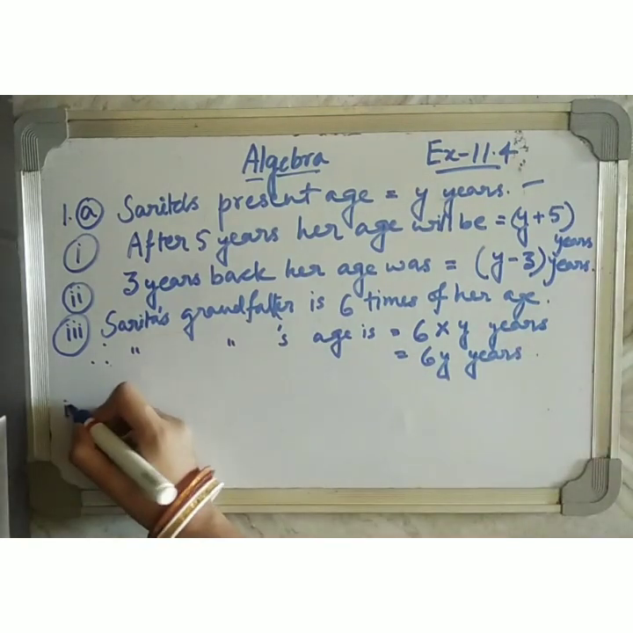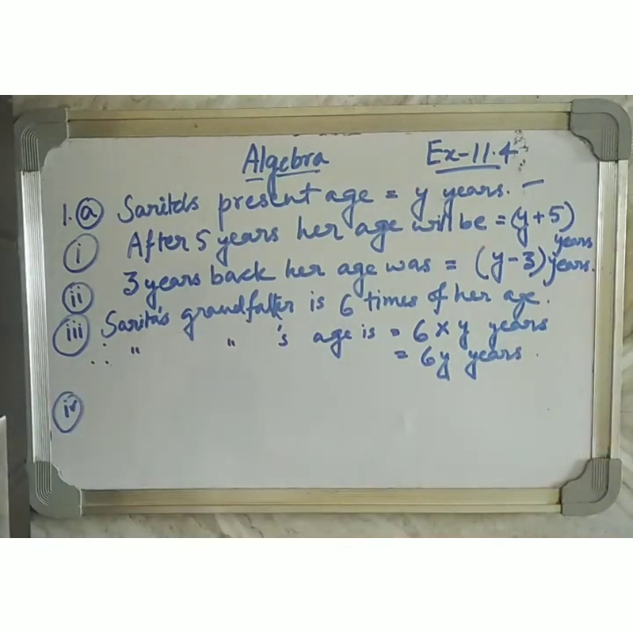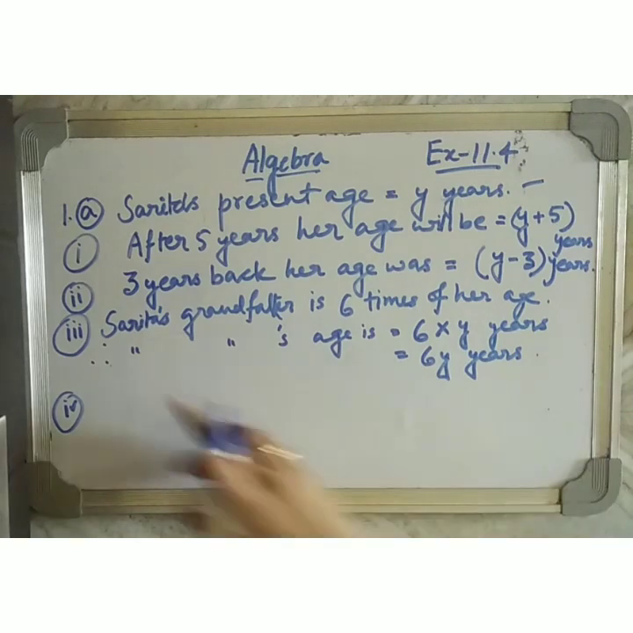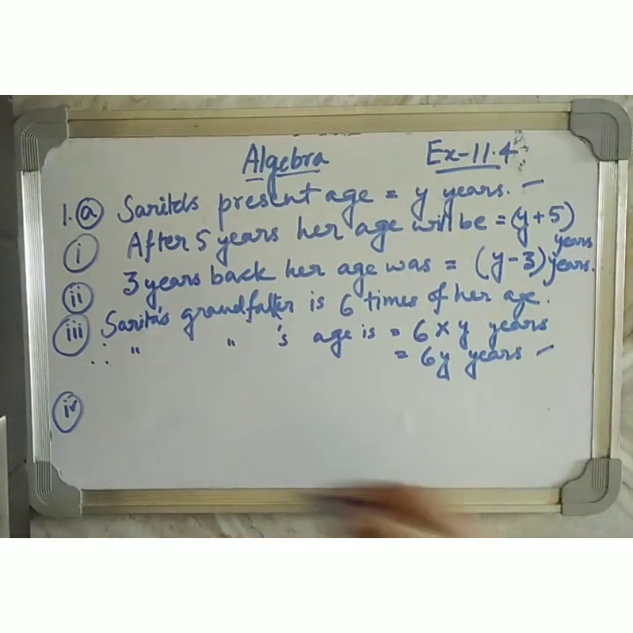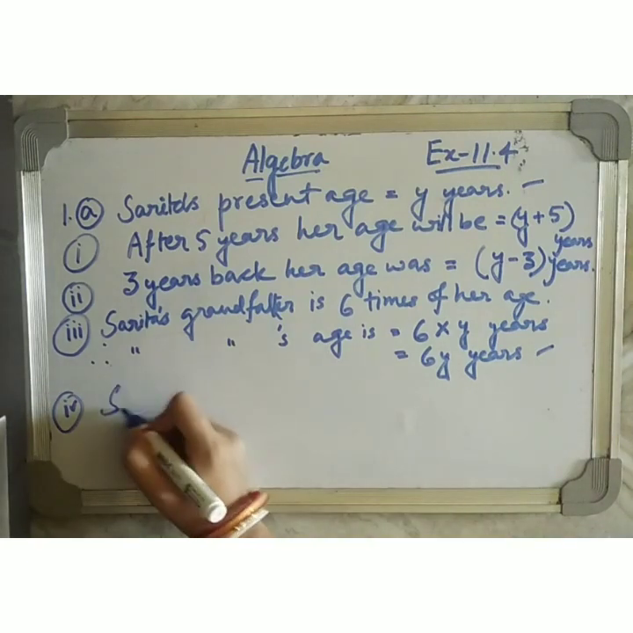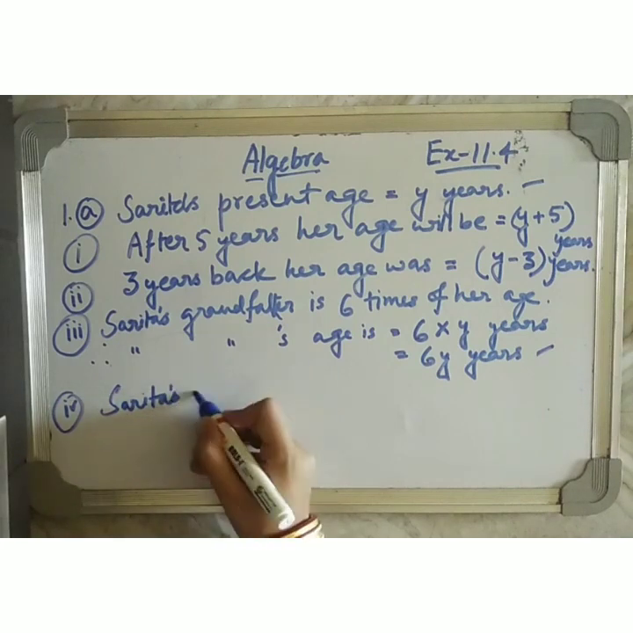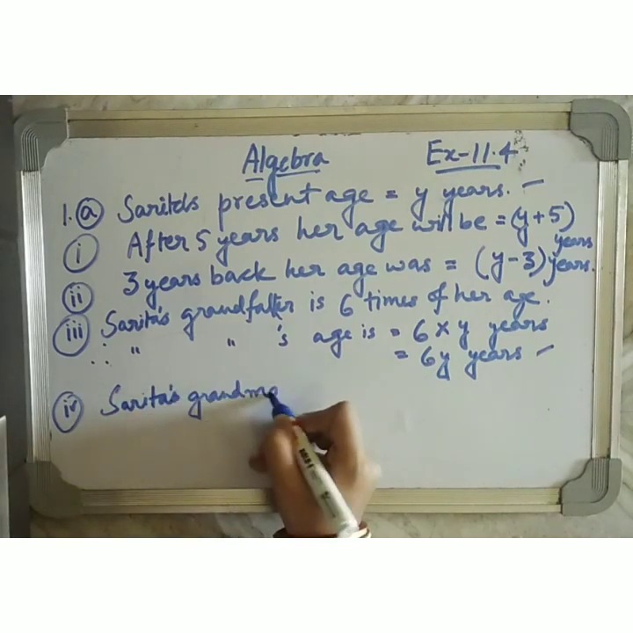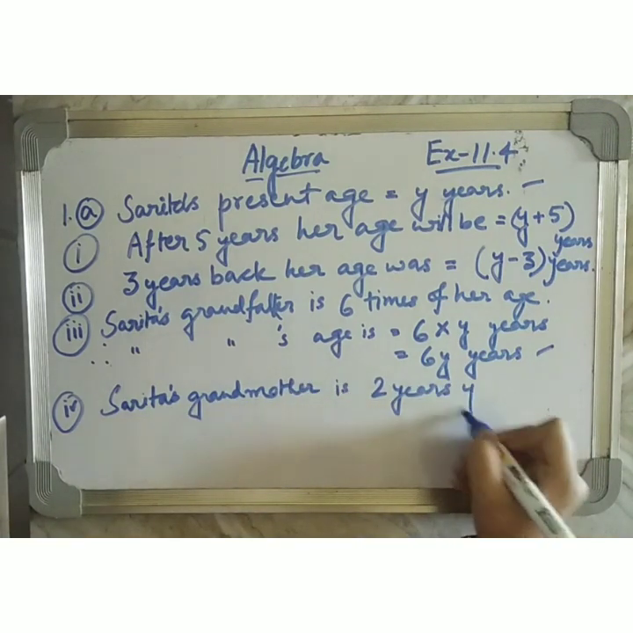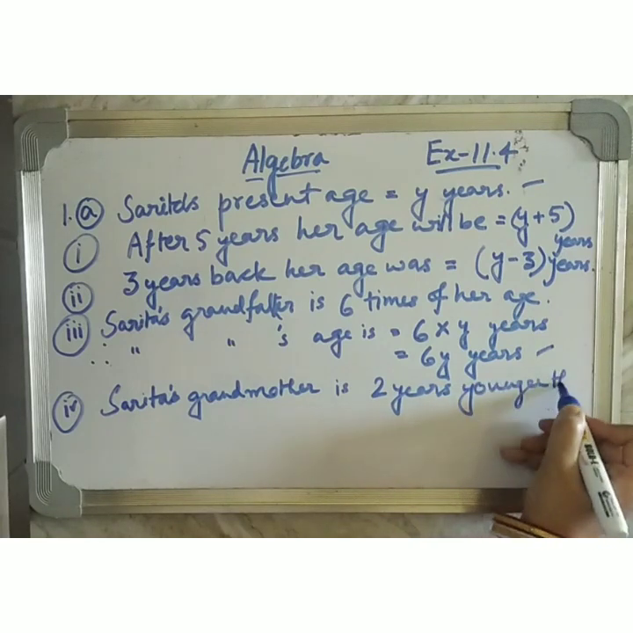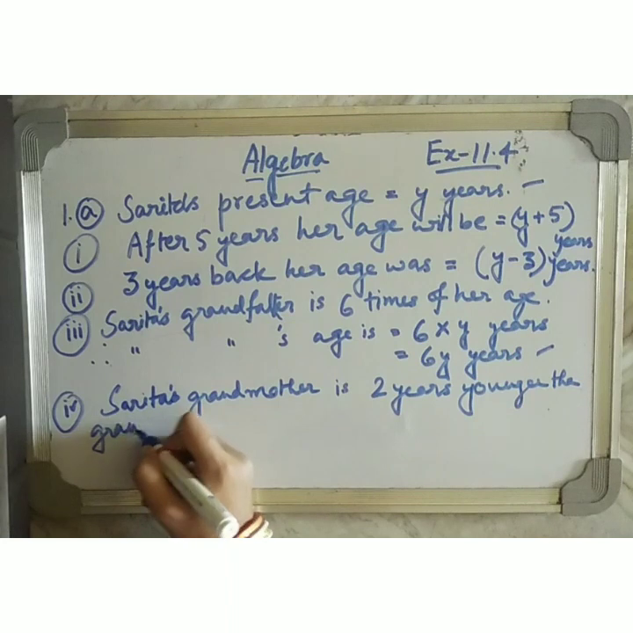Now in question number 4 it is written, grandmother is 2 years younger than grandfather. What is grandmother's age? Now what is given? Sarita's grandfather's age is 6y years, which you have already found. Now it is written, Sarita's grandmother is 2 years younger than grandfather.